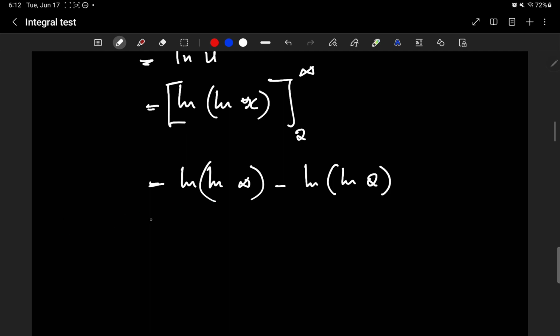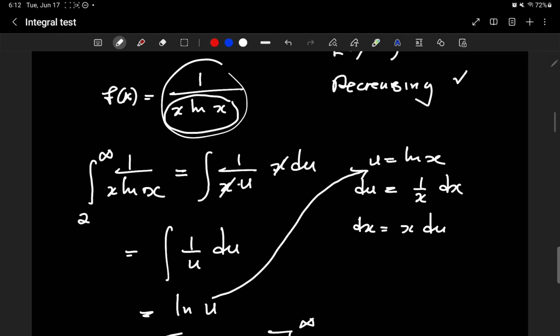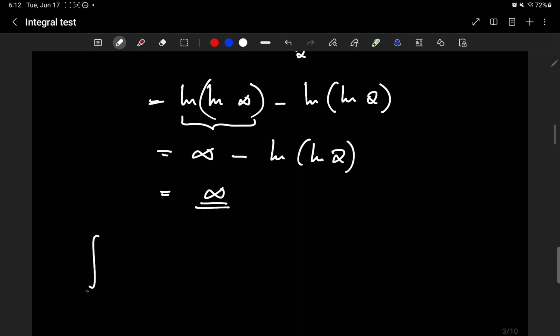Here what you see is that ln of infinity, since ln is a growing function, so ln of a bigger number will just be infinity as well. So we see that this part will obviously be infinity. So regardless of what ln of ln 2 is, if we are subtracting it from infinity, the answer will always be infinity. What are we saying here? The integral of 1 over x ln x has reduced to infinity. So this integral diverges.